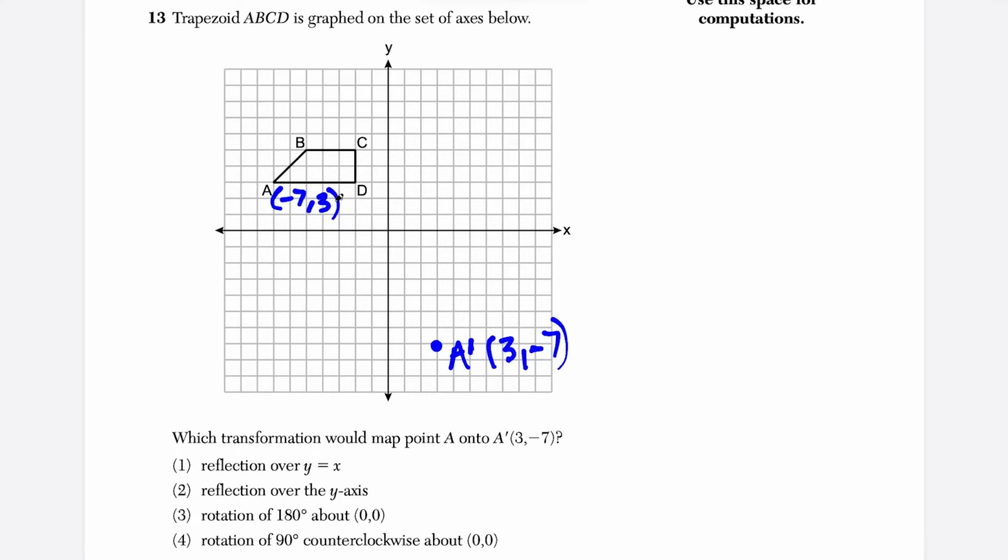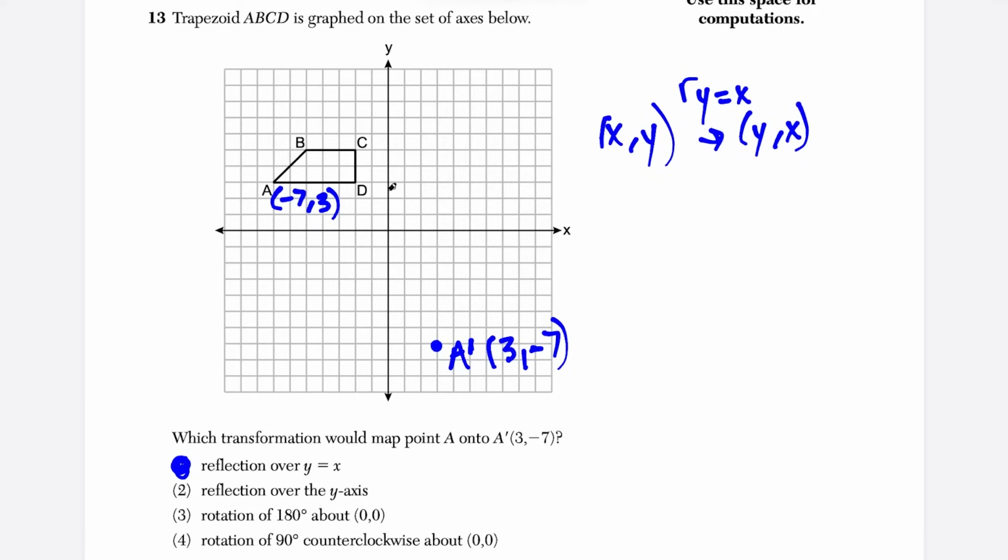So one thing to notice here is that the x and y from point A to point A prime just switch. The x of -7 and y of 3 just switch to 3, -7. So if you know your transformations, when (x, y) switches to (y, x), this is coming from a reflection over the line y equals x. So this is from a reflection over the line y equals x. And that would tell us choice 1 is the answer.